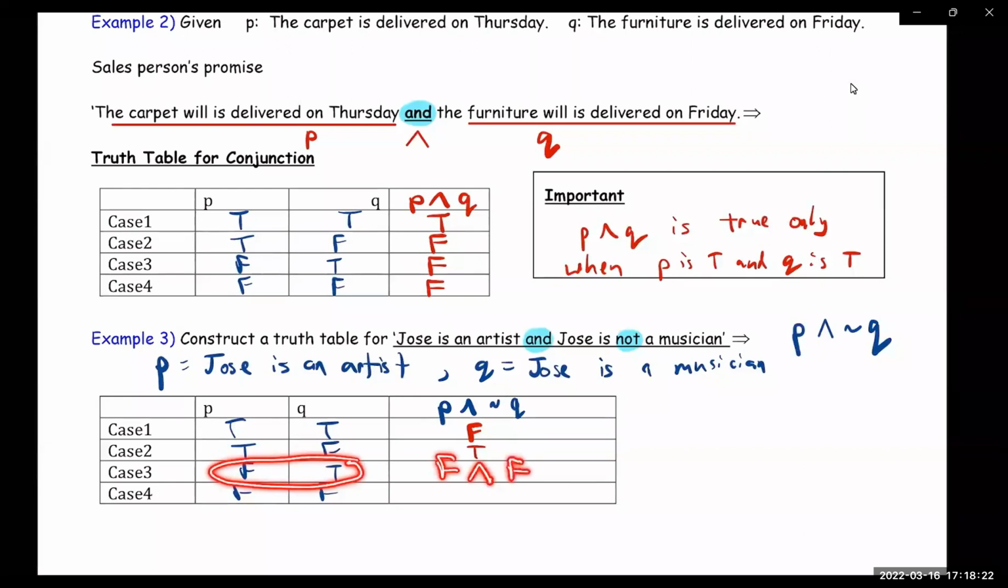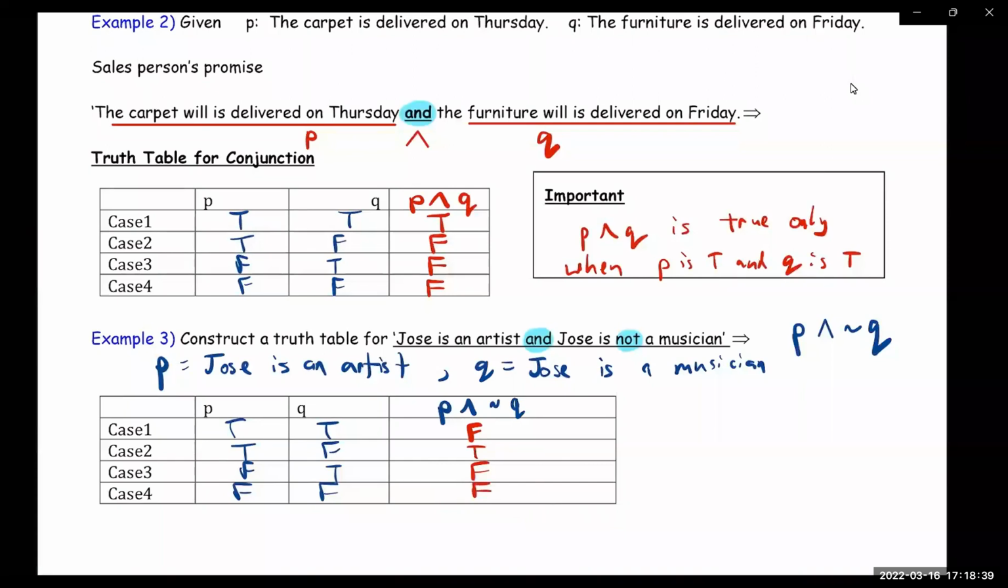False and false, which is false, right? And then for the last one, you have P and not Q. That would be true. And what is that overall? That would be false.